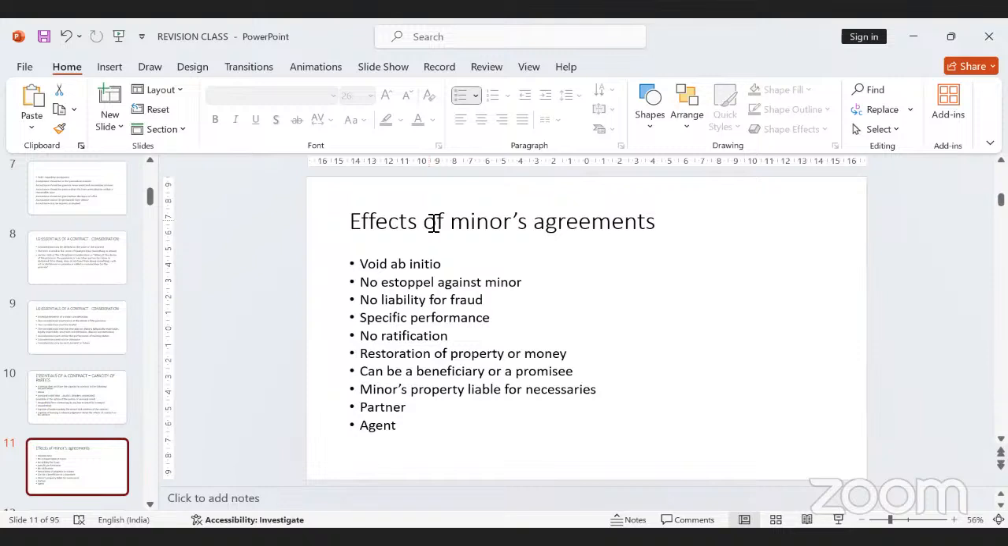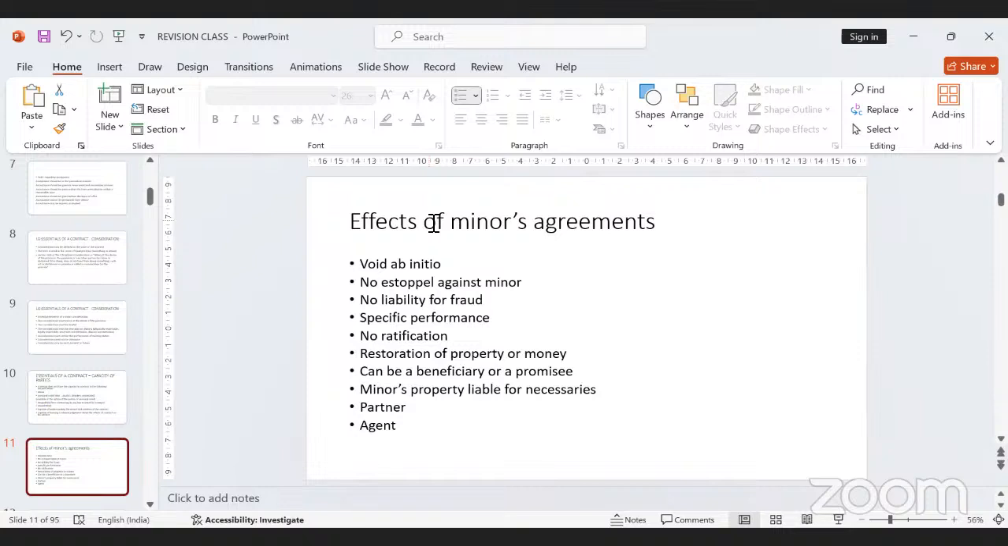Then the minor cannot be forced to pay back that money. So restoration is not possible if that property or money does not exist. Take for example, that minor has borrowed 1 lakh rupees. He has spent 90,000 rupees. He is only left with 10,000 with him now. Yes, that 10,000 rupees can be given back. Law will insist that minor to return back the 10,000 rupees. But law cannot insist minors and say that, you have spent 90,000, now do whatever you want to, you get back that 90,000 from wherever. No, law cannot insist like that.